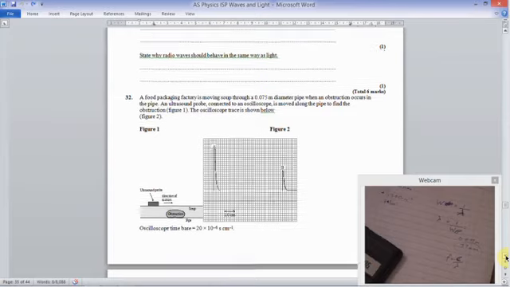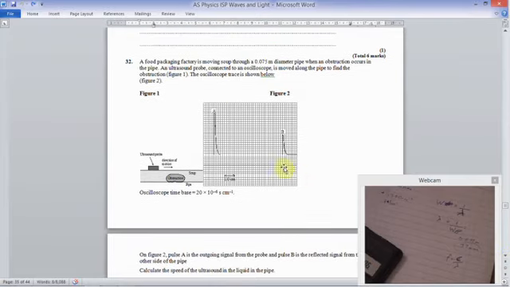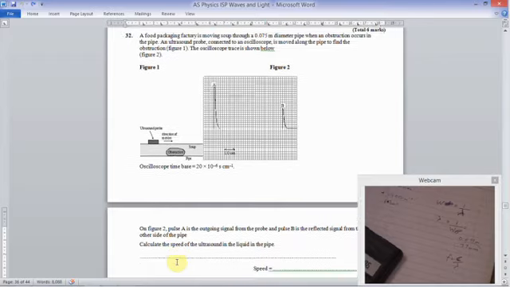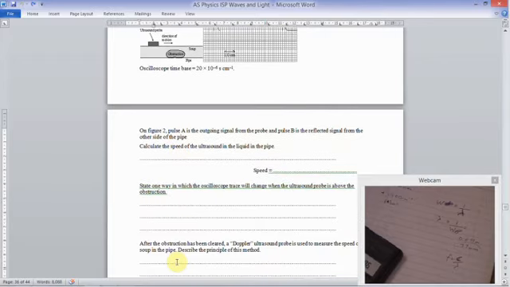Okay, so this is the question I was talking about before. You can see two very nice lines on there in terms of reflections taking place. So, speed of the ultrasound in the pipe. Okay, so we've been given the dimensions of this pipe. When obstruction occurs in the pipe, an ultrasound probe connects to the oscilloscope. So you can use the oscilloscope to find out where the obstructions are. In figure 2, pulse A is an outgoing signal from the probe, and B is a reflected signal on the other side of the pipe.